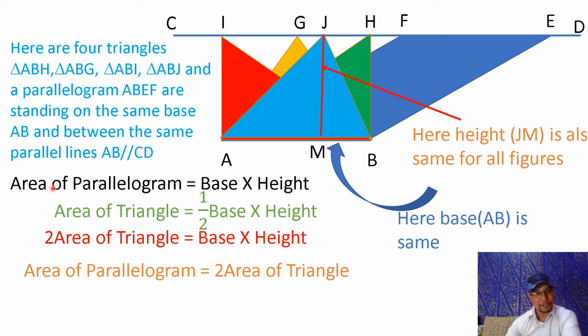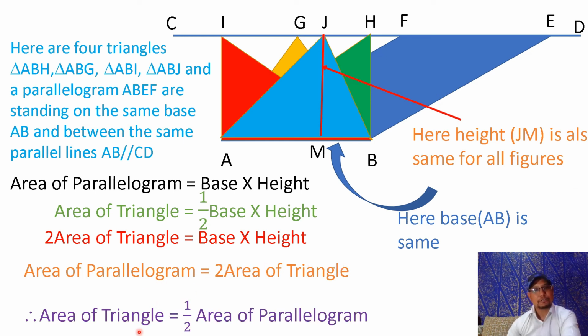Here in black letters, this is base into height. You are seeing here the area of parallelogram is base into height, and here in red you are seeing 2 area of triangle equals base into height. As base and height are the same, we can say the area of parallelogram equals 2 times the area of triangle. Students, so therefore we can say the area of triangle equals half of the area of parallelogram. Okay students, hope you have understood this lecture.